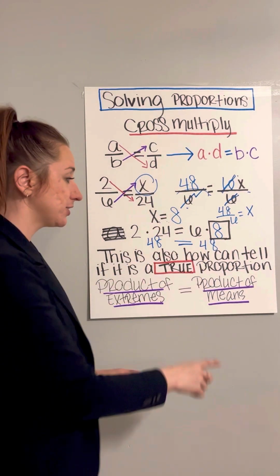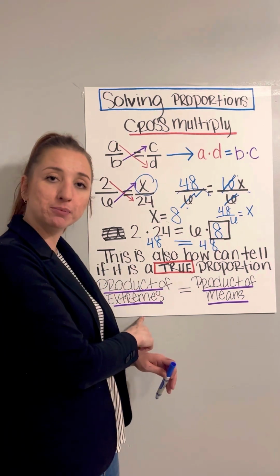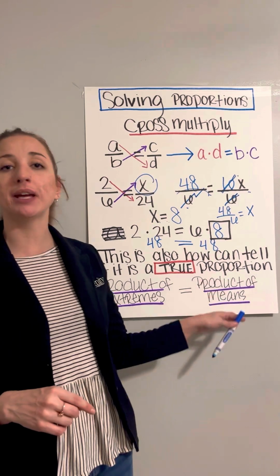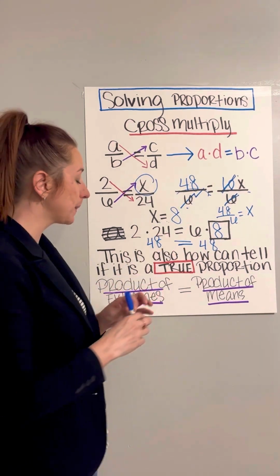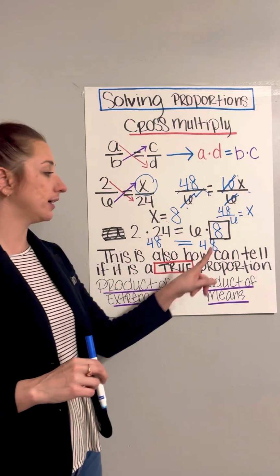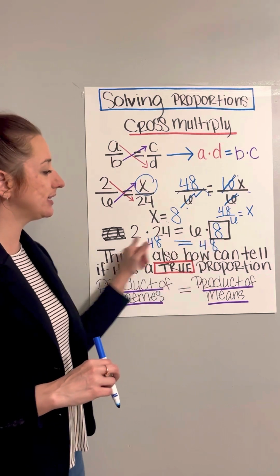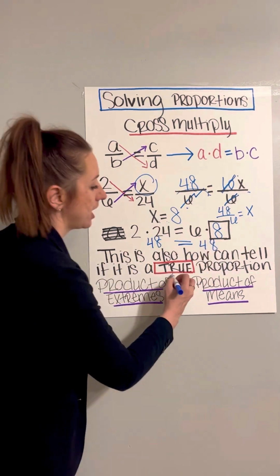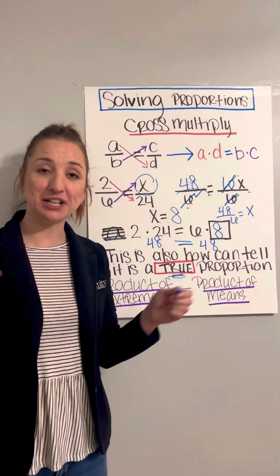To make sure this is a true proportion, which means the product of the extremes equals the product of the means, we can find out here. 2 times 4 is 8, and then 6 times 8 is 48. Because these are equal, this is a true proportion.